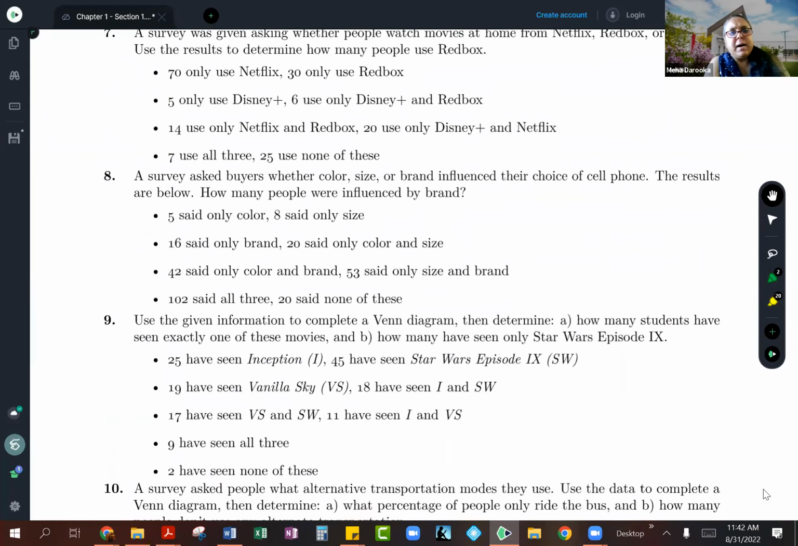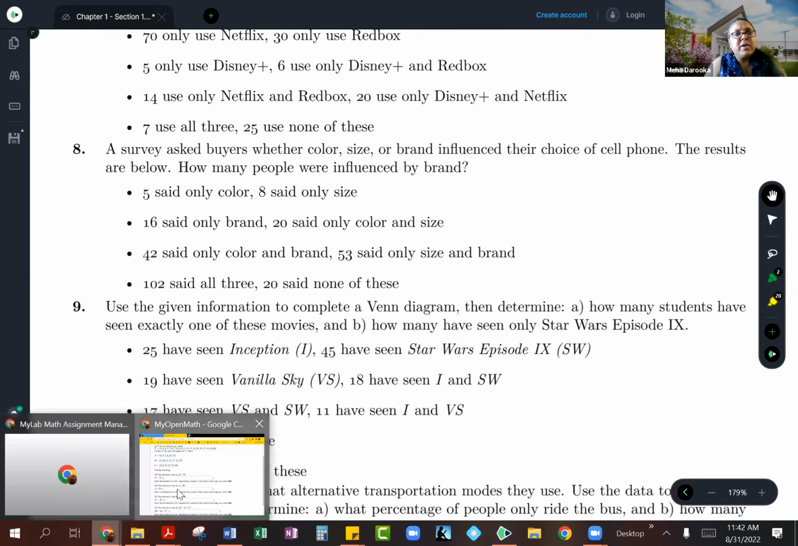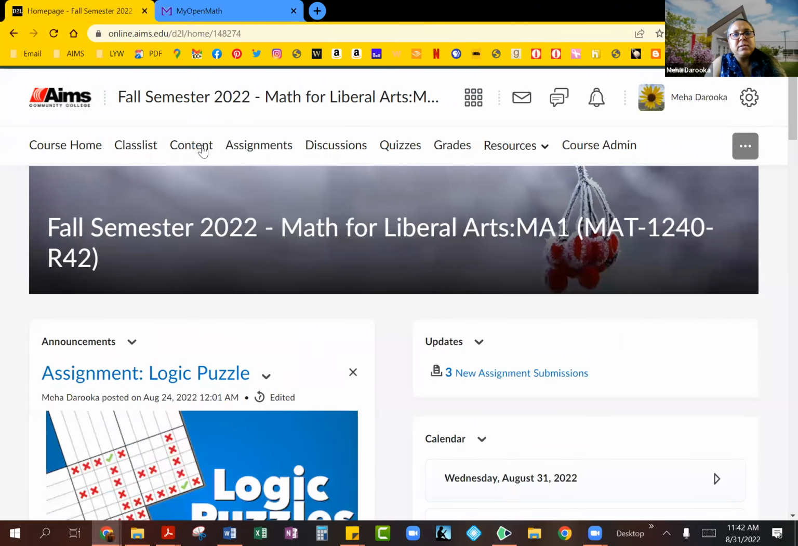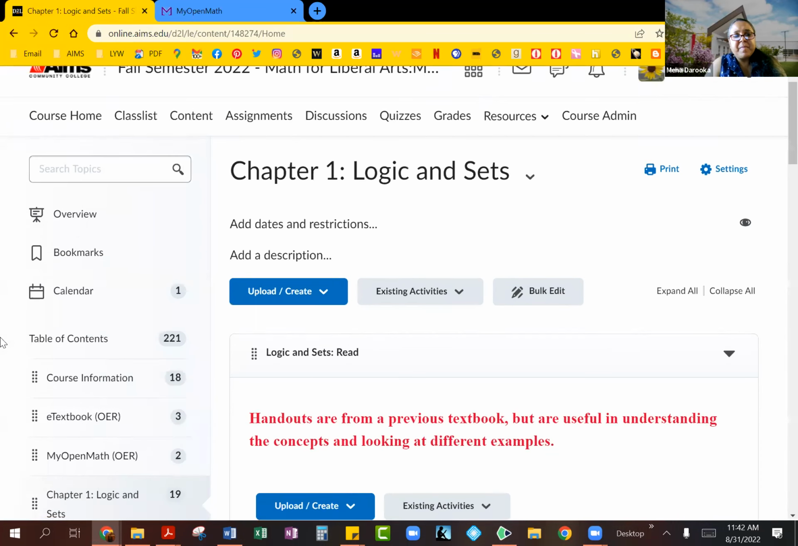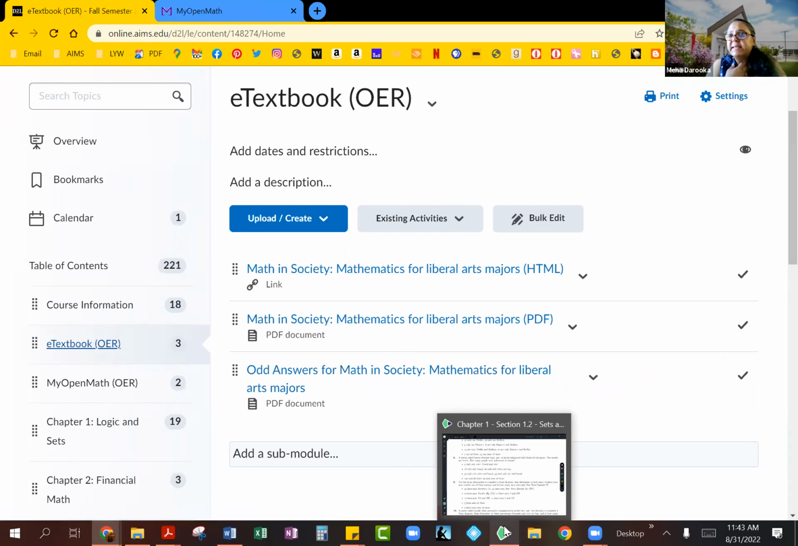Let's do number 8. Another thing I wanted to mention is we did include the odd numbered answers for your textbook in your D2L course shell. So if you were to go under your D2L, go under content, and then the textbook section. So if you go under the e-textbook, you will see that I included that PDF document for all the odd numbered answers. So, if you're looking at examples, working on your own, you can find those answers in here.